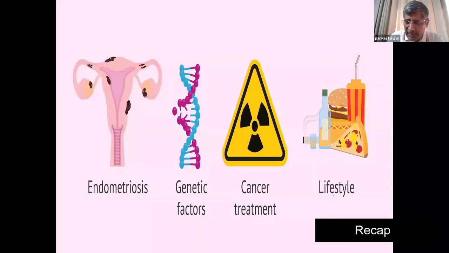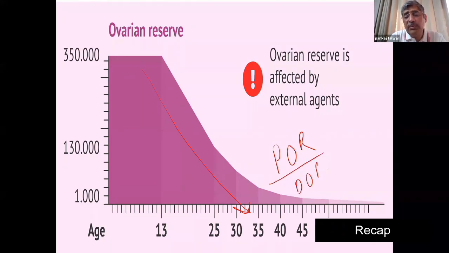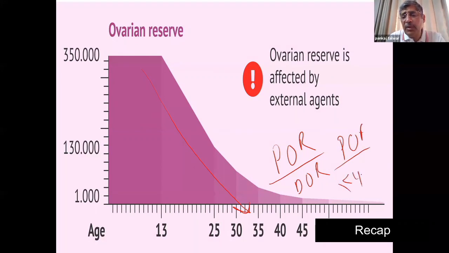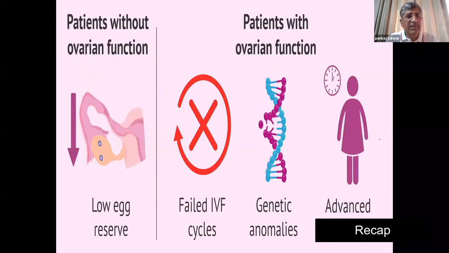Cell disorders will lead to the ovarian reserve falling down very, very quickly. Such women may have a poor ovarian response or a diminished ovarian response, or they go into premature ovarian failure, that is, before 40 years. Keeping these things in mind, we have to see what we can alter; some things we can't alter, some things we can. But we have to know that there can be patients without any ovarian function when they have a completely low egg reserve, and then there can be ovarian function that is not happening properly, disordered.